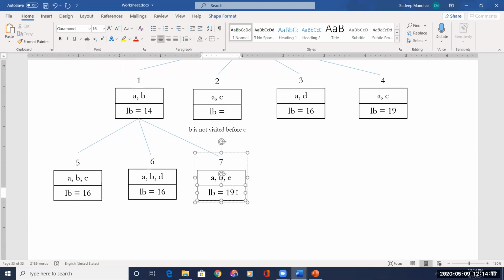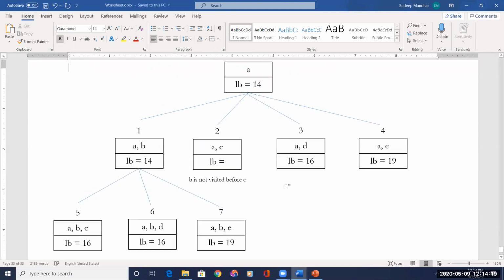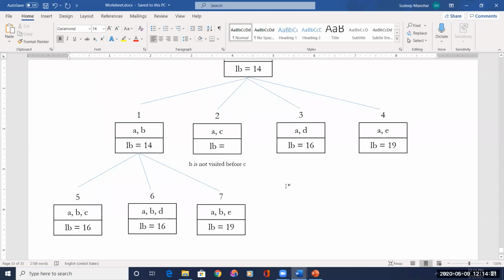Okay, now we have completed 2 levels. After completion of 2 levels, now we have to check which is the next promising node. So this is 5, 6, 7, 3 and 4. These 5 are the live nodes. It is still alive. Now which is the minimum out of this? Minimum is 16. 16 is minimum.